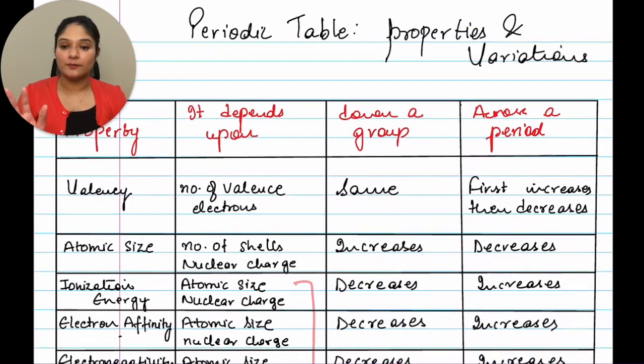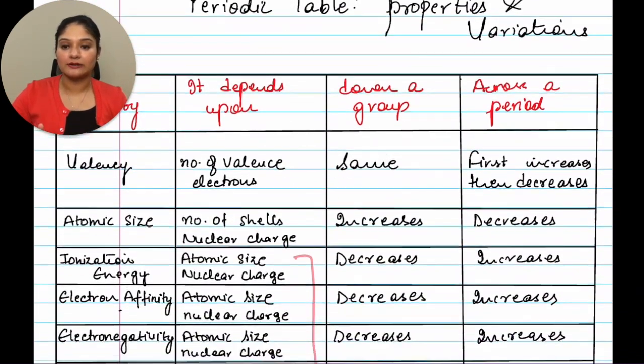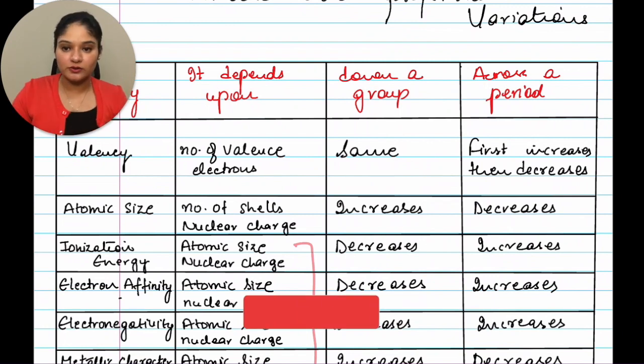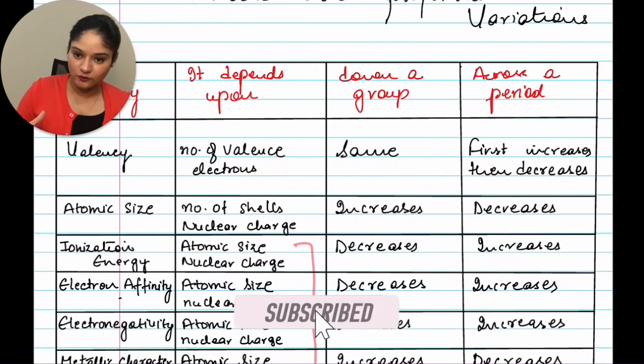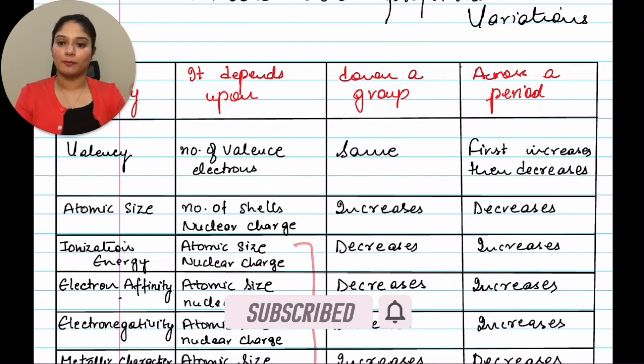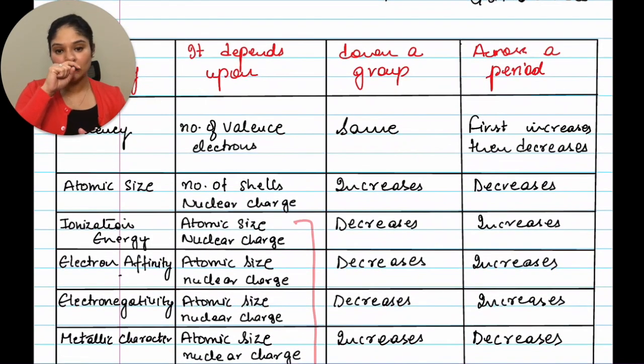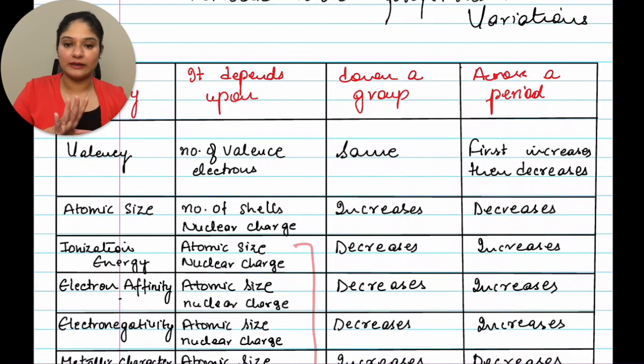So when you look at the properties other than valency and atomic size, it is pretty much self-understood that valency will depend upon valence electrons, and atomic size will depend on the number of orbits or shells and the nuclear charge. Other than that, all of them are the same. So that's pretty easy. Now let's move on to the down the group trend. Now, when we talk about valency, of course it stays the same down the group.